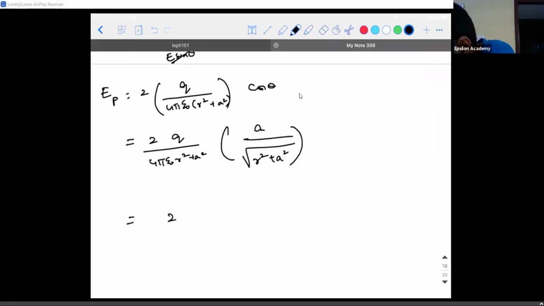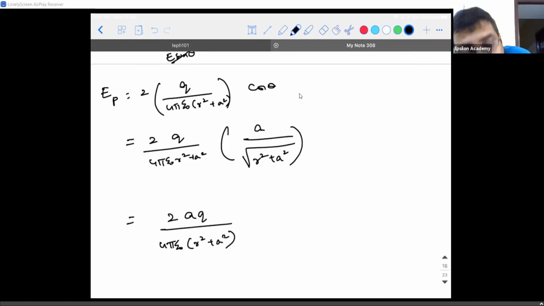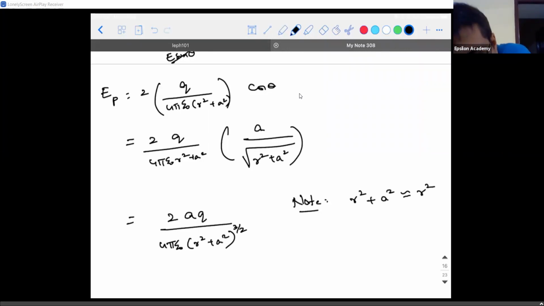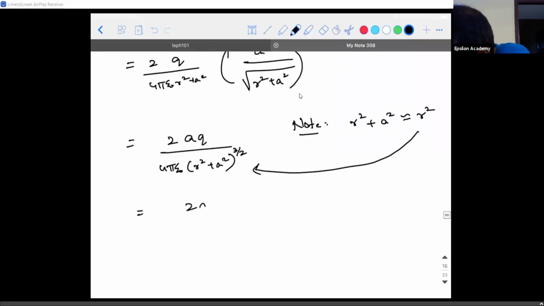So this will be equal to 2 times a into q divided by 4 pi epsilon naught into r square plus a square into r square plus a square the whole power half. How much will it be? It will be r square plus a square the whole power 3 by 2. Now an important note is r square plus a square can be approximated to r square. So if I substitute it here, this will be 2 times a into q divided by 4 pi epsilon naught into r cube.